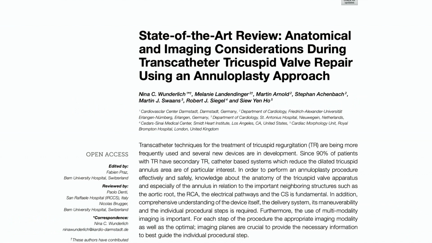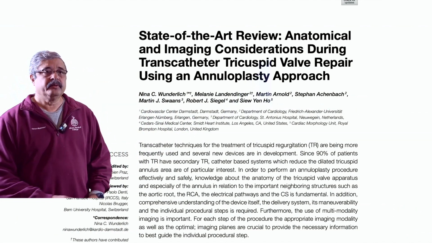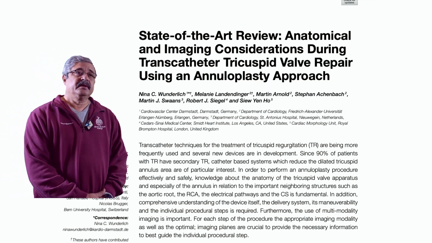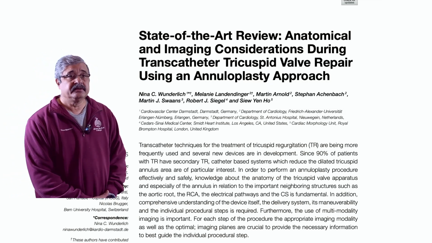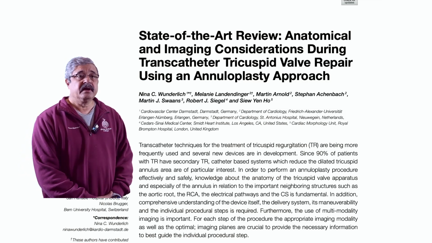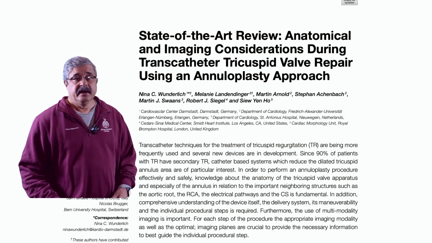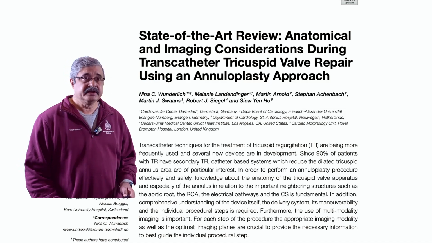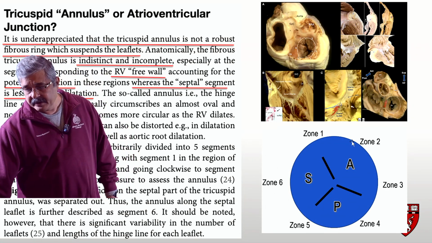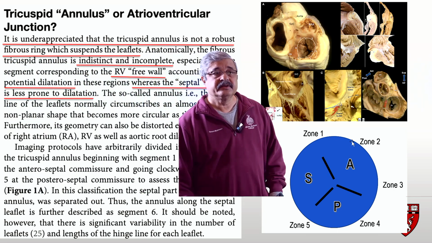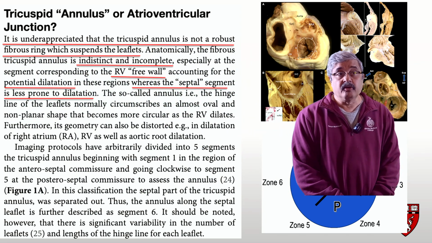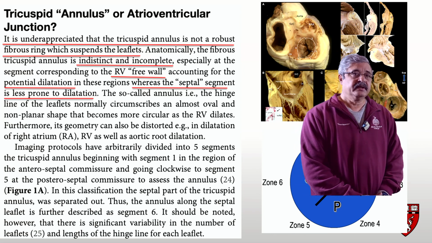Now, I will go over one of the best papers on the tricuspid anatomy. This is a state-of-the-art review about the anatomical and imaging considerations regarding tricuspid valve repair using an annuloplasty approach. And this is the article where they argue that, which, if I move myself to this side, it is underappreciated that the tricuspid annulus is not a robust fibrous ring which suspends the leaflets.